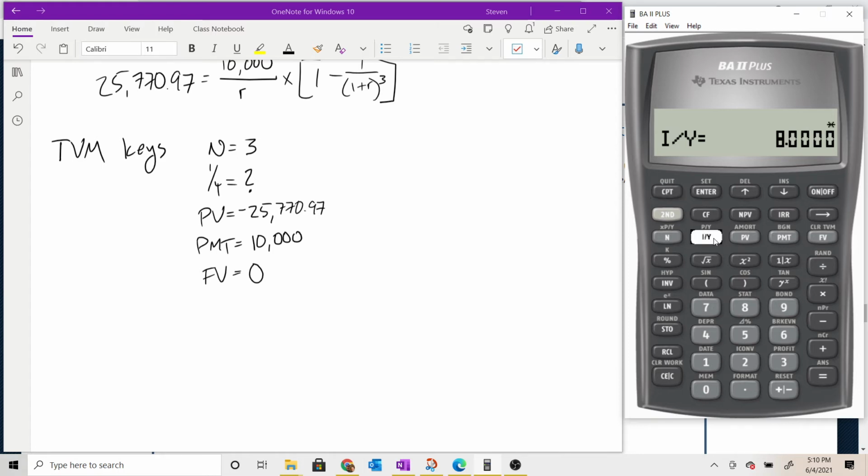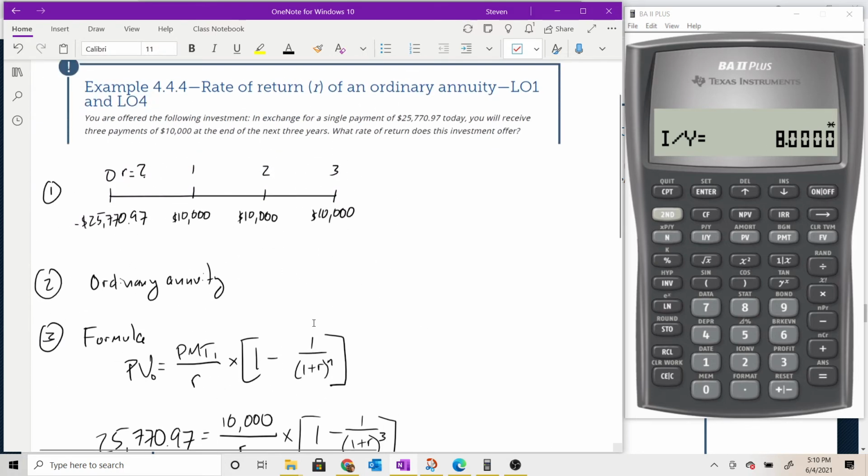We'll hit compute I/Y to get the interest rate, and we get, of course, what we were expecting because we've been working with these cash flows for a while. We get 8, or 8%. It is giving it back to us in percentage format. Okay, so what does that number mean? That number means that if we were to pay $25,770.97 and then receive 3 cash inflows of $10,000 at the end of the next 3 years, then we would earn an 8% rate of return on that investment.